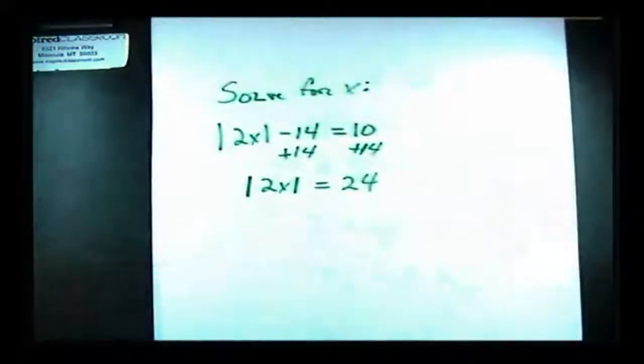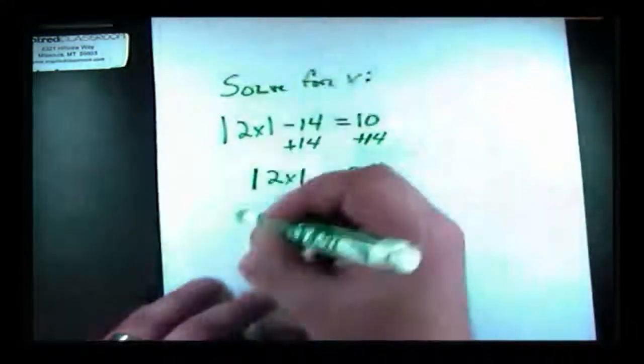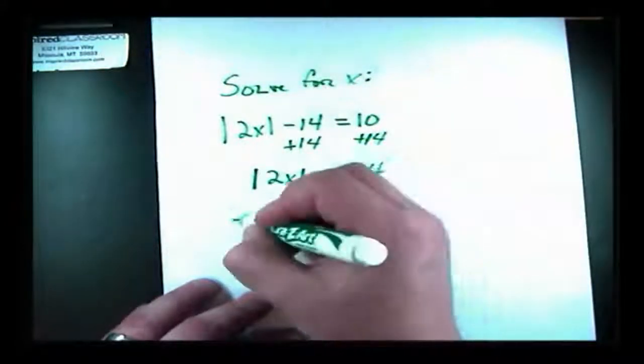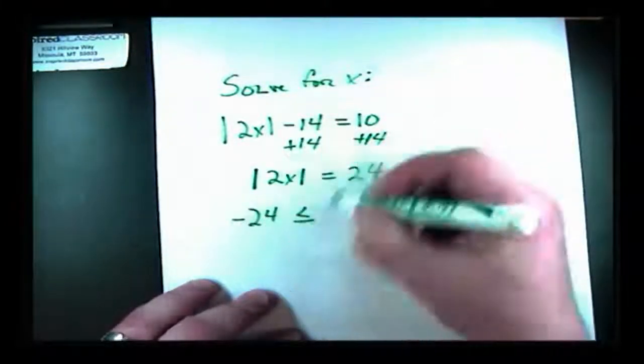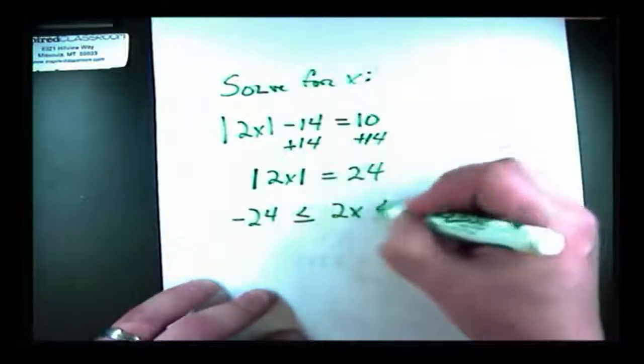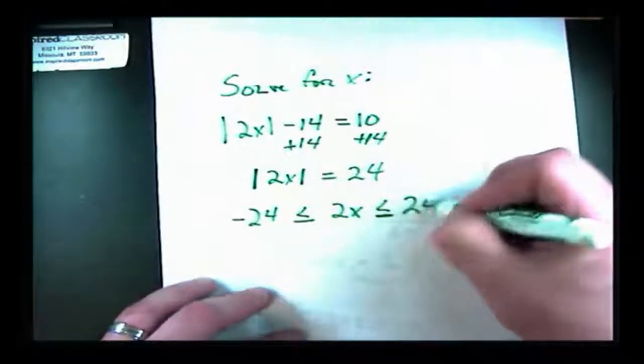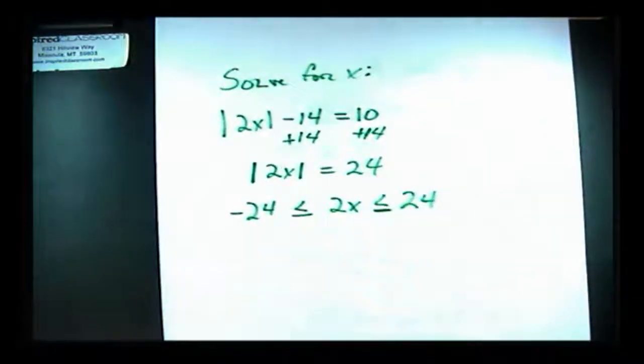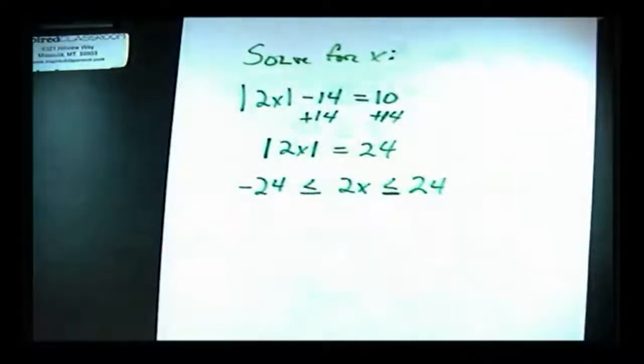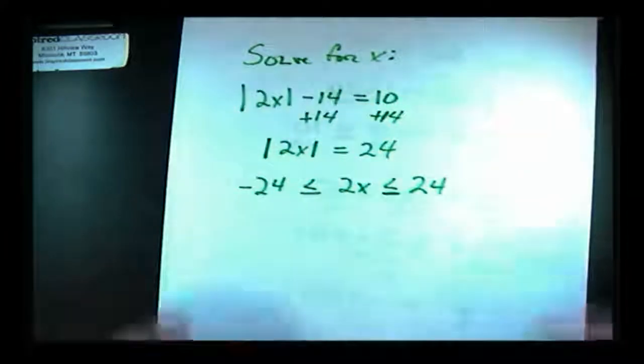Yes? Now I can do my trick of breaking it up on both sides. So I have negative 24 is less than or equal to 2x, which is less than or equal to positive 24. So now the only difference is I don't have my absolute value symbols in here, and I'm comparing both the negative and the positive.